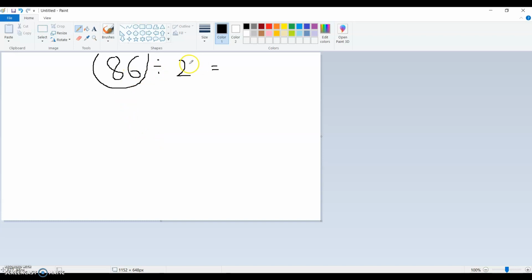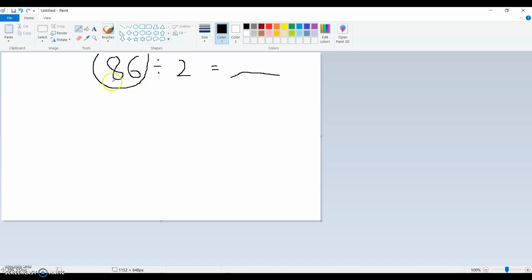86 divided by 2. 86 is our dividend, the number that is being broken into smaller groups. 2 is our divisor, the number of smaller groups we are breaking 86 into. We are trying to find the quotient. So, how can we take 86, a big number, and break it down into smaller groups? Well, one way is to check the digits in each place value.